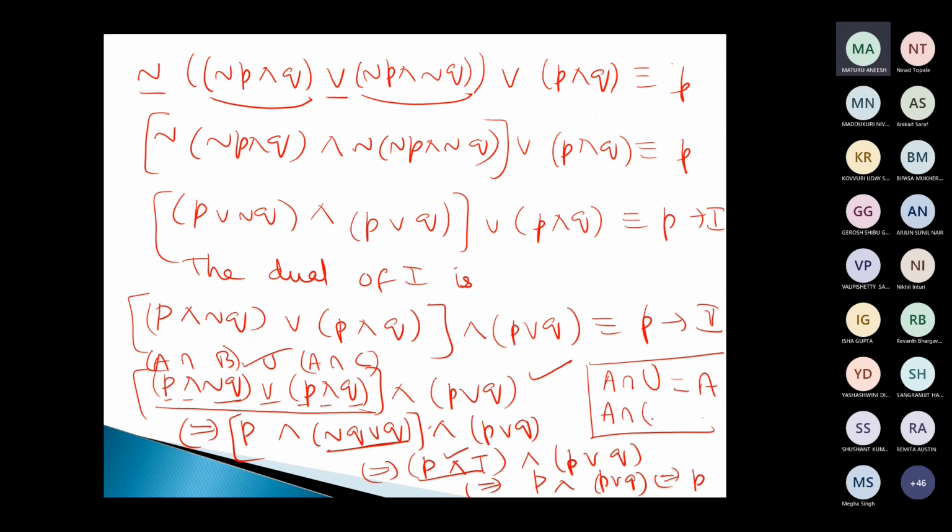A intersection (A union B). Which is bigger here, A or A union B? A union B is bigger. Whenever you find the intersection of two sets, and if one is contained in the other, the intersection between them will be the smaller set. So A is always contained in A union B, right? So A intersection (A union B) is always A. The same logic here: P and (P or Q) is P. Clear?